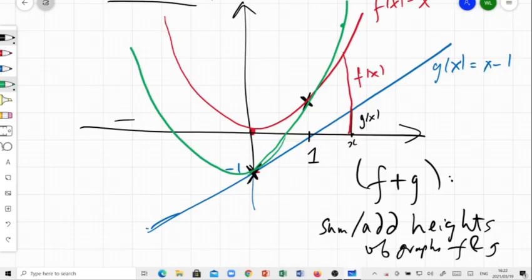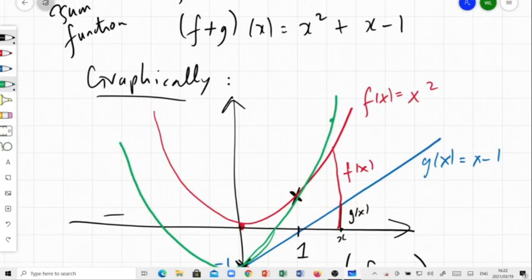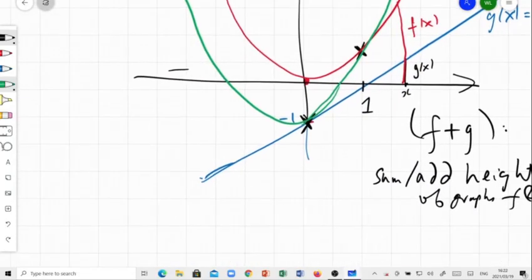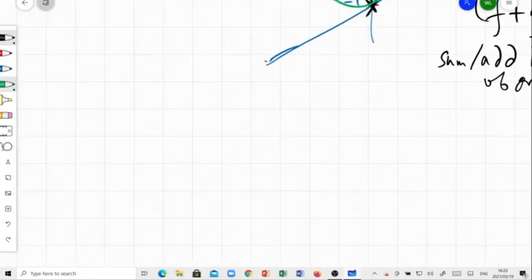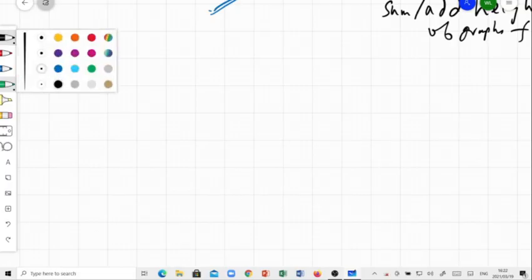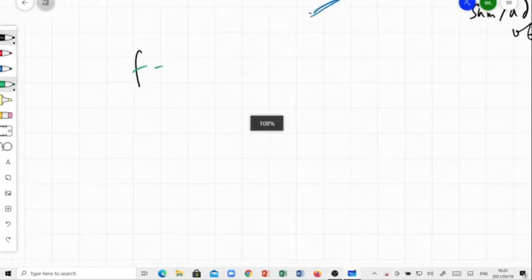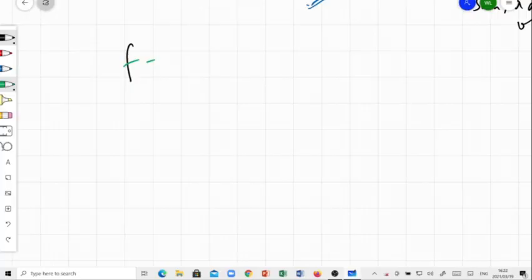Okay, so therefore the sum function turns out to be nothing but x squared plus x minus 1. So this is what happens graphically. Similarly, we define the difference function f minus g.